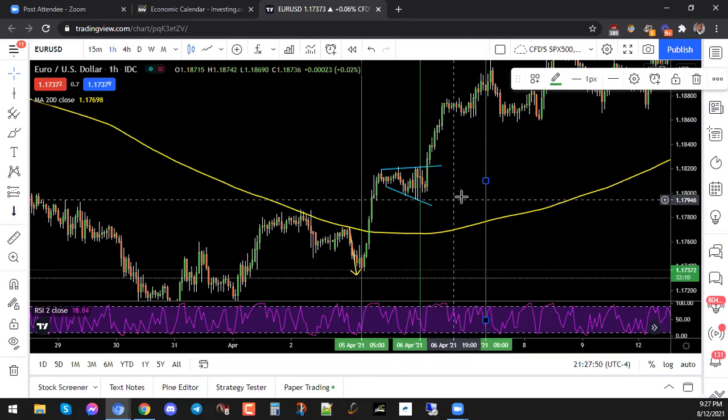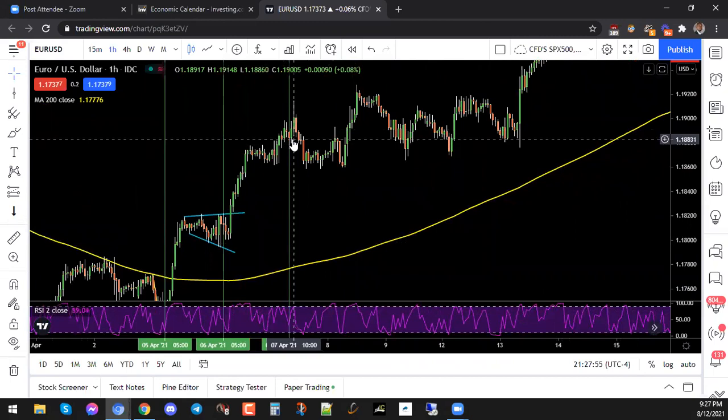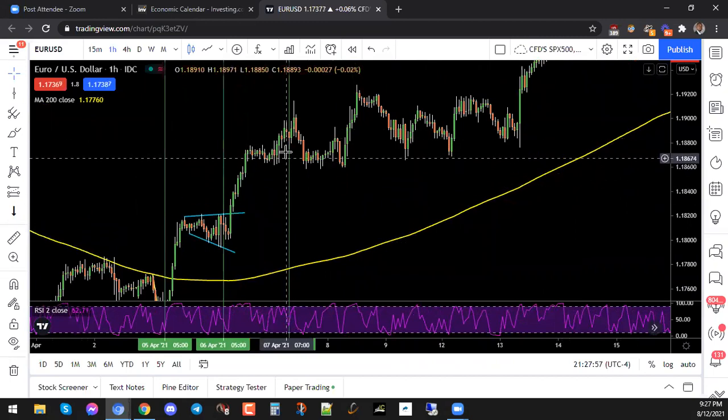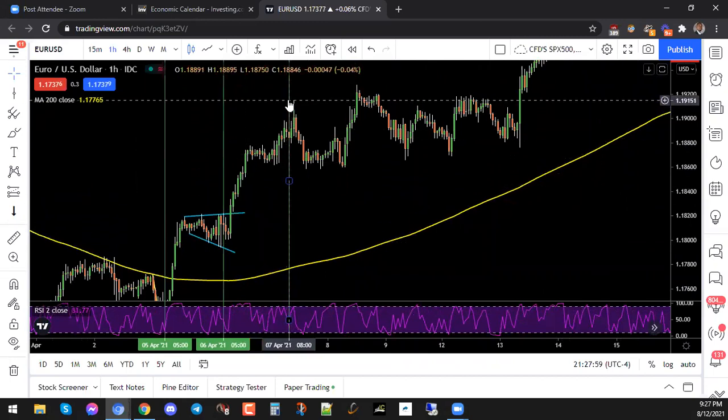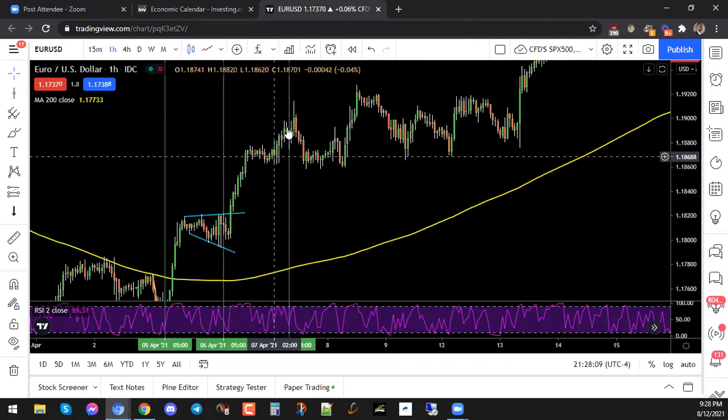Good, so this is 8. Right, so we're looking at 8 a.m. Eastern Standard, right? So this is 8 o'clock. So around 8 o'clock, we're looking for that volatility to come into the market, right? So here you can see that the price was making its move up.